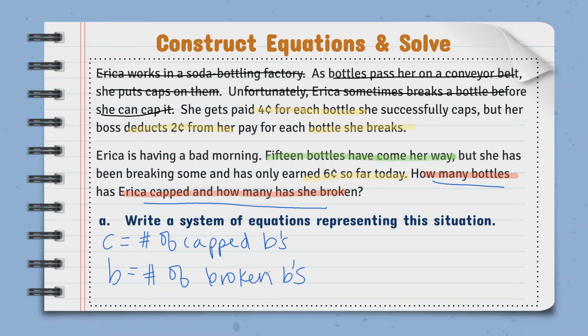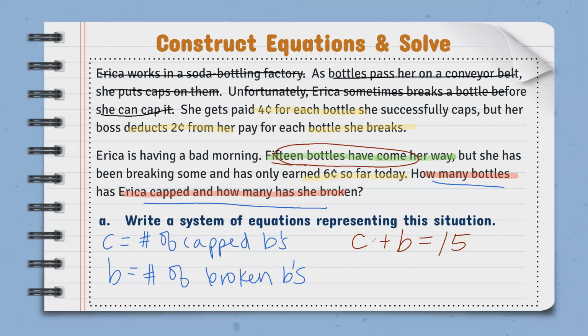Okay. And now using those two variables, C and B, I'm going to write my equation. There's usually an equation that you write that represents the two things coming together for a total. We know she had 15 bottles come her way. So I'm going to write the number of capped bottles plus the number of broken bottles is 15, right? She's had 15 bottles come her way, some capped, some broken.